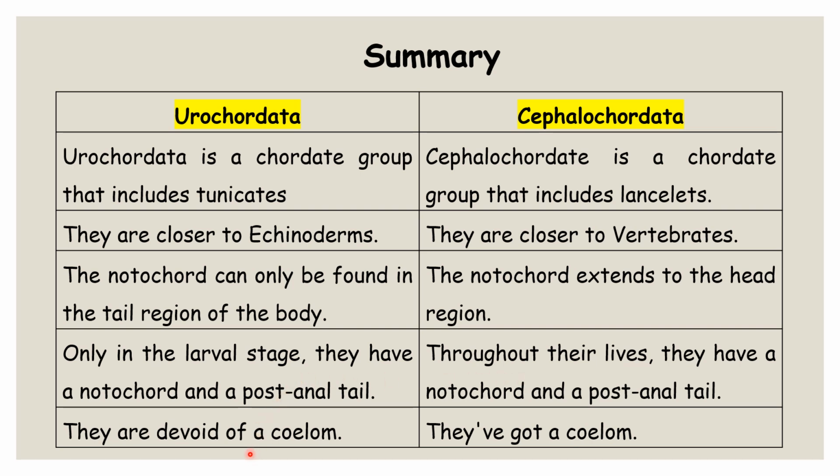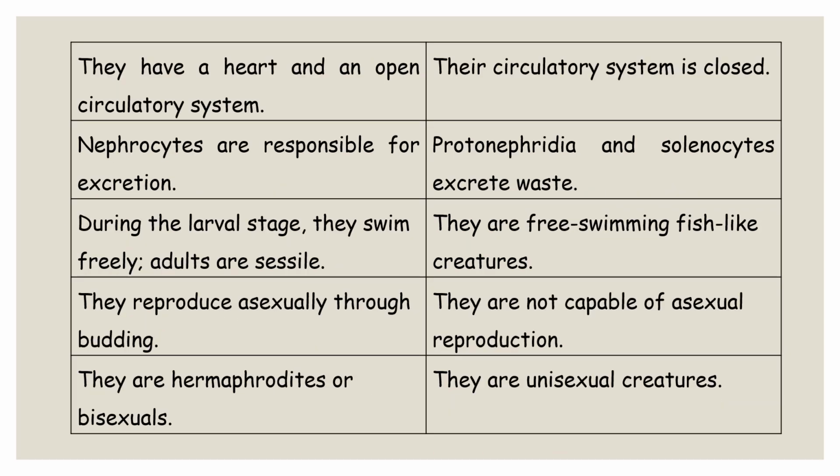Now we'll come to the coelom. In urochordates, the coelom is completely absent. On the other hand, cephalochordates have a coelom. Urochordates have a heart, but an open type of circulatory system. In cephalochordates, the circulatory system is closed, but the heart is absent. In urochordates, excretion is performed by nephrocytes. In cephalochordates, it is performed by protonephridia and solenocytes.